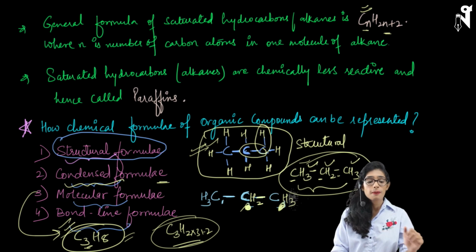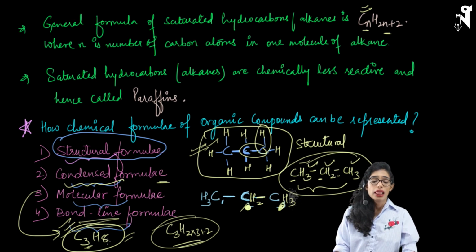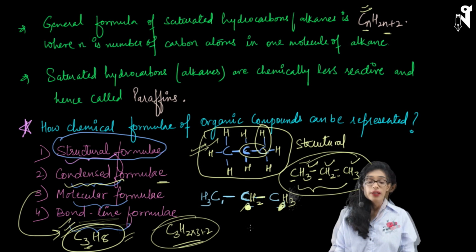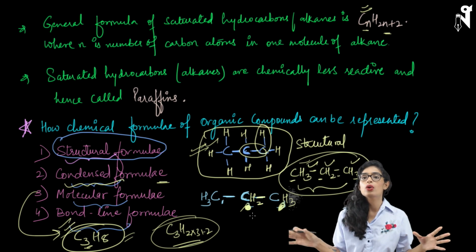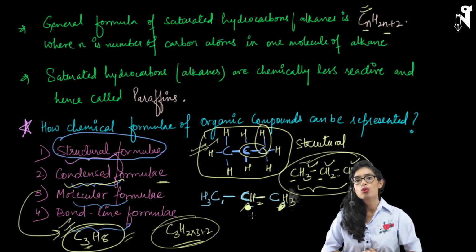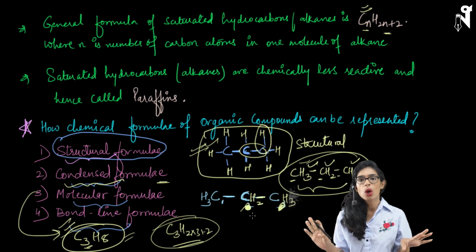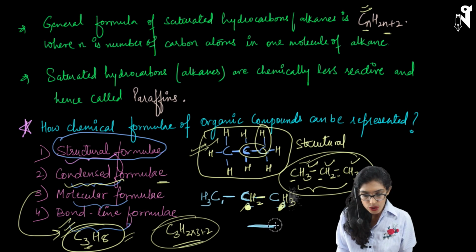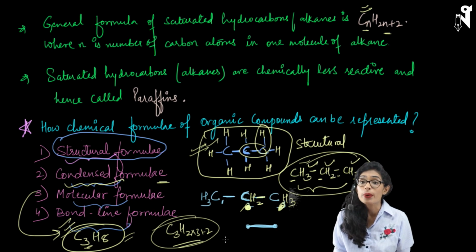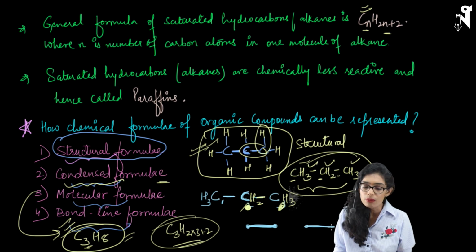Next is the bond line formula. Let me show you the bond line formula as well. The bond line formula is the simplest formula because we are not writing carbon, nor are we writing hydrogen. We are just showing the bonds, that's all, and everything else you have to assume. How? Let's see. So I have taken a line over here. This is my line. Two endpoints of this line represent carbon. The line itself represents the type of bond. So if I have drawn just a single line, that means I'm talking about a single bond.